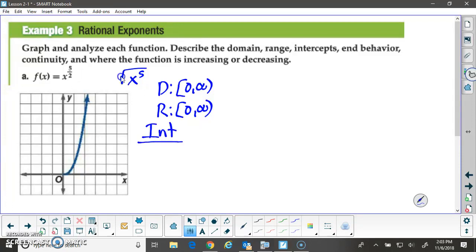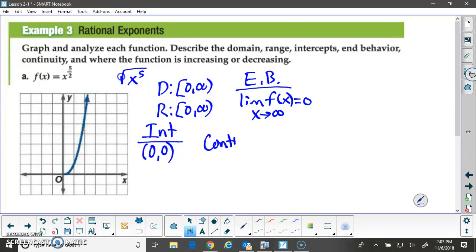Intercepts, this touches the x and y axis at 0. The end behavior, if you go really far to the right, this graph goes up, and there isn't a left end behavior, so you just write the right end. This is a continuous function. And then this function is increasing from 0 to infinity, and it is decreasing nowhere.